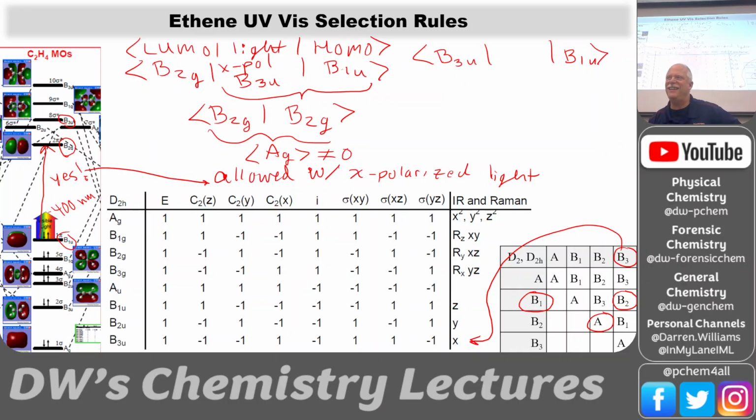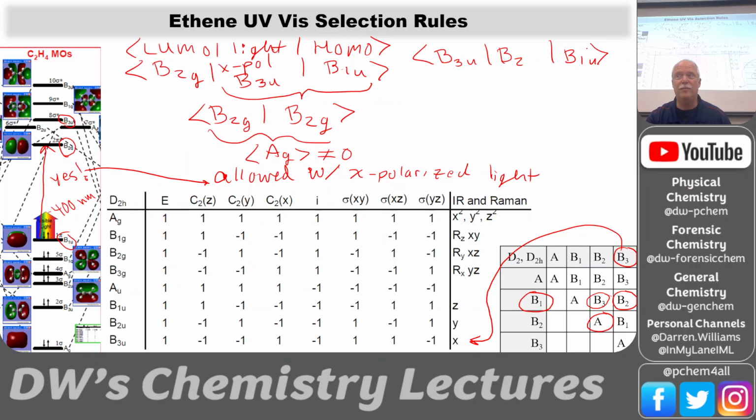You're shaking your head. Why? Yes. Nothing multiplied by B1 gets you B3. Well, here's a B3. So if it was B2 multiplied by B1, I would get a B3. Okay, so a B2 would work here.